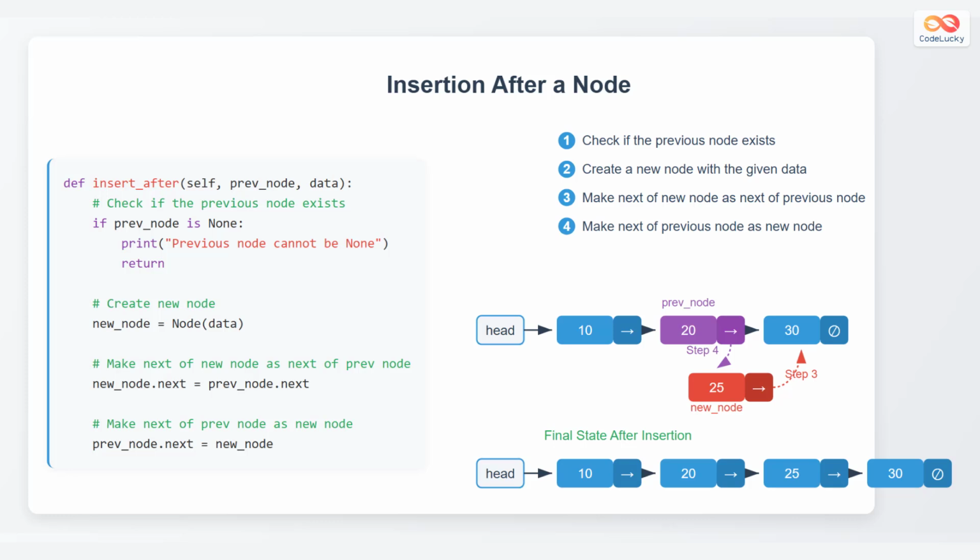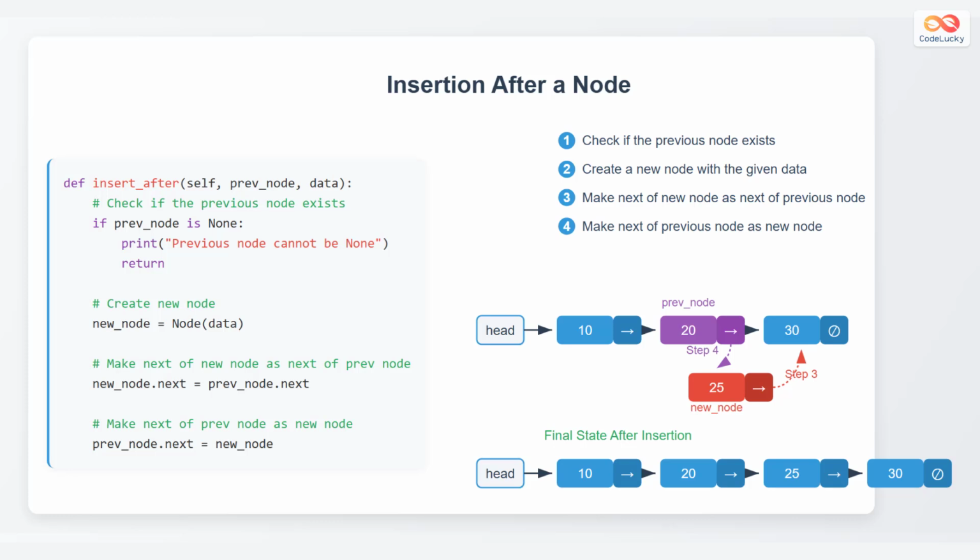Then the next of the new node is assigned previous node's next. After that, the previous node's next is updated to point to the new node, effectively inserting the new node after the specified previous node. Let's see the visual representation of the steps.